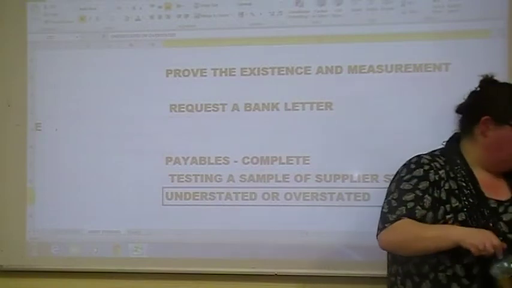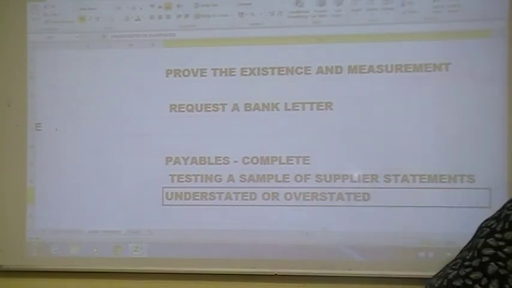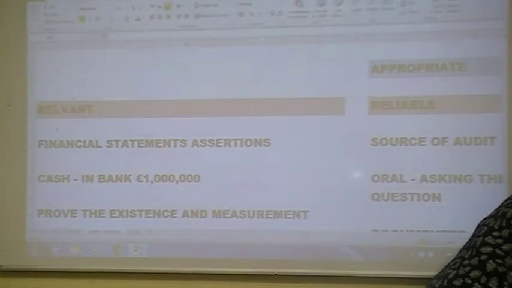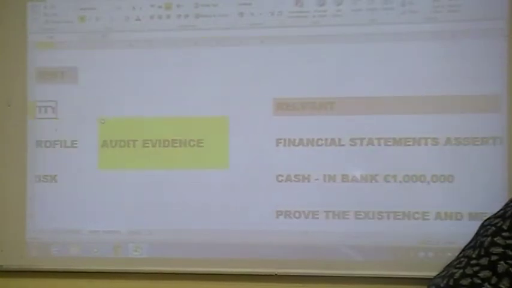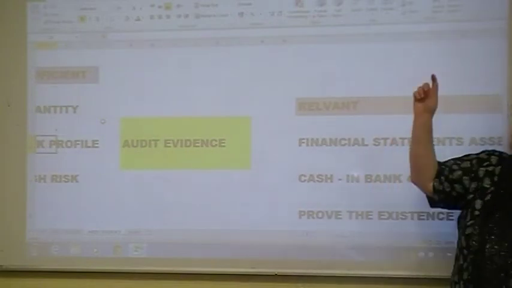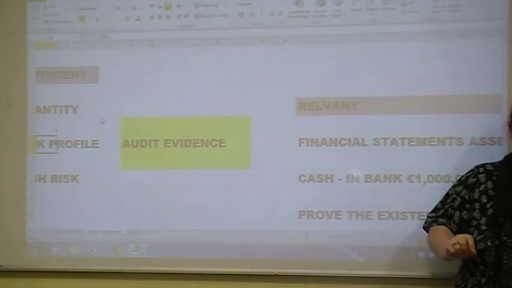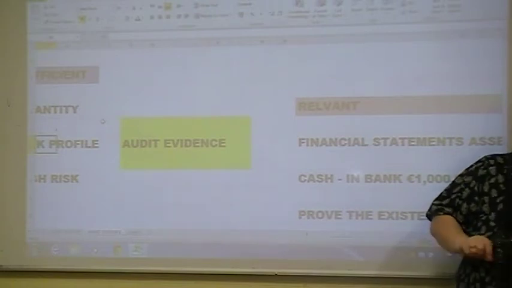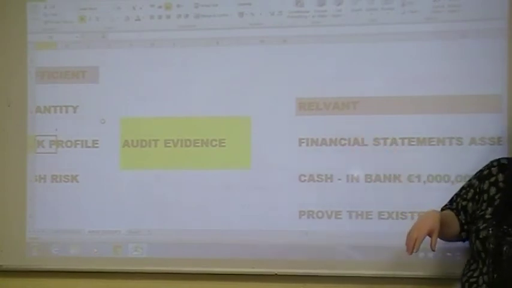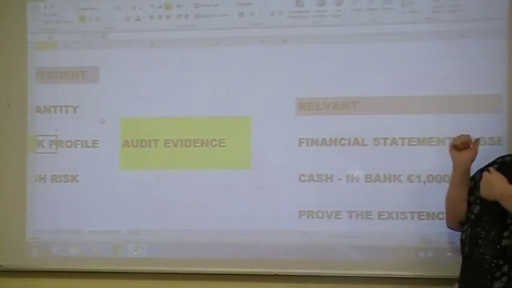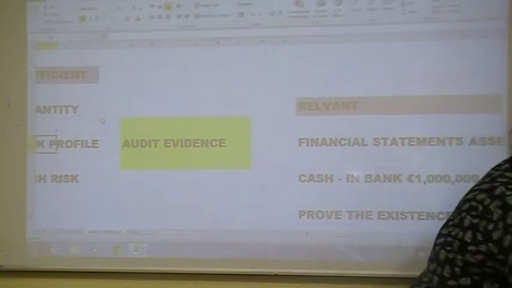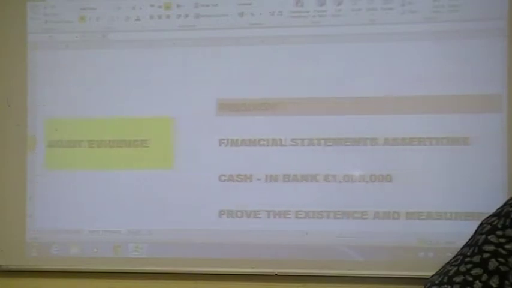That's our audit evidence. If you look at it, you have your audit evidence inside the middle, and coming off it is your sufficient and appropriate, and then your appropriate brought into relevant and reliable. As we're going through the exam papers, that might actually help, thinking about the audit evidence we're collecting, the oral one and the documented one especially, making sure that it's relevant and reliable.